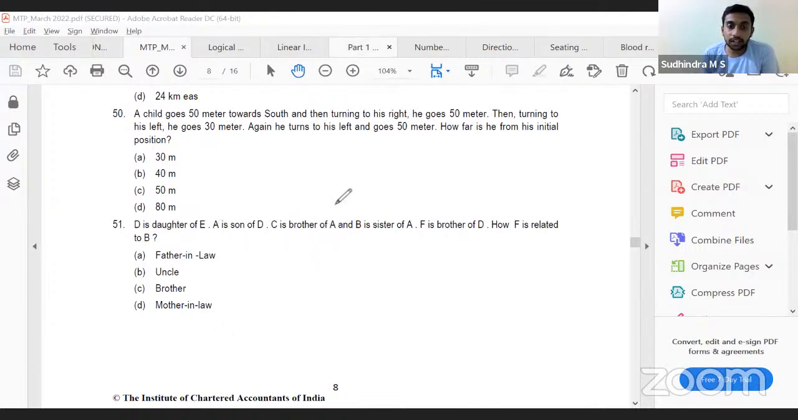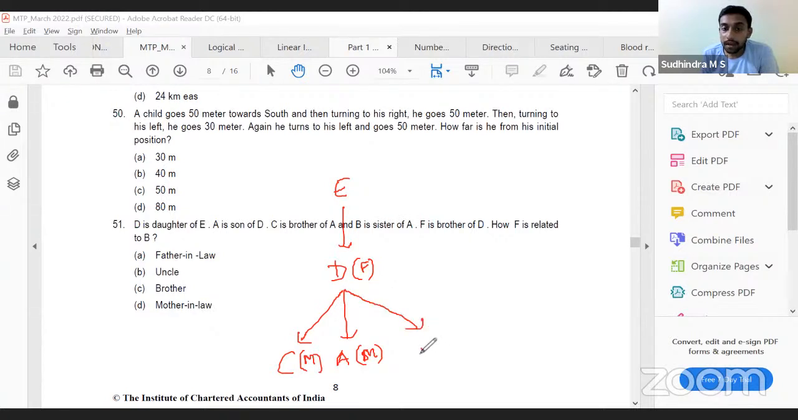So D is the daughter of E. E is here, D is the daughter, so she is female. We'll write it, it will be easy for us later. A is the son of D, so he is male. C is the brother of A, so he is also the son of D, and since he is the brother, he is male. And B is the sister of A, so she is also the daughter of D, and since she is the sister, female.